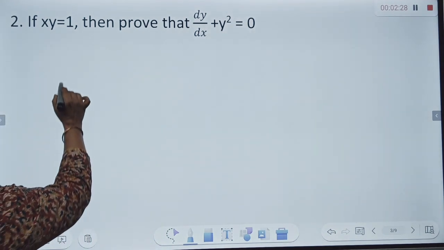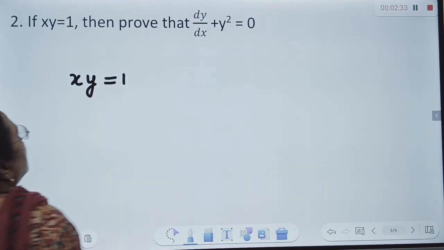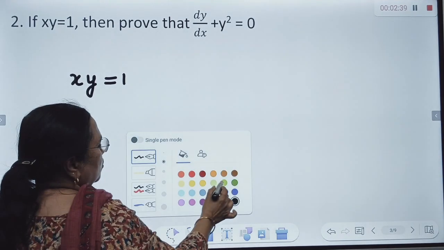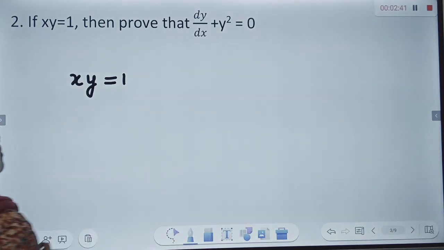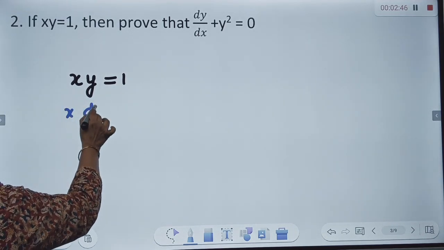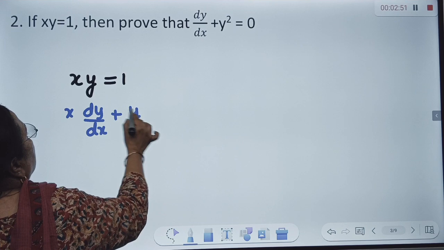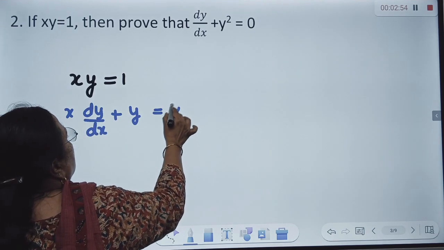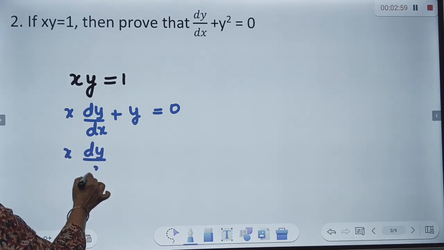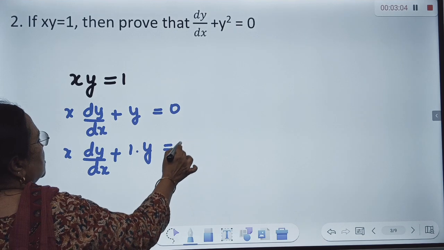Now look at this. You are given xy equal to 1. You have to prove that dy by dx plus y square equal to 0. Okay, so let us first differentiate: x into dy by dx plus y into 1 equal to 0. Now I can write this as x into dy by dx plus 1 into y equal to 0.